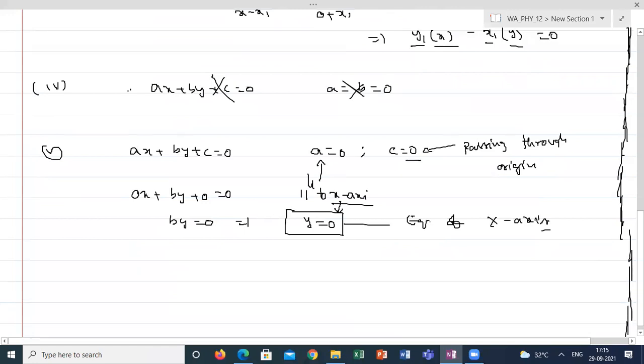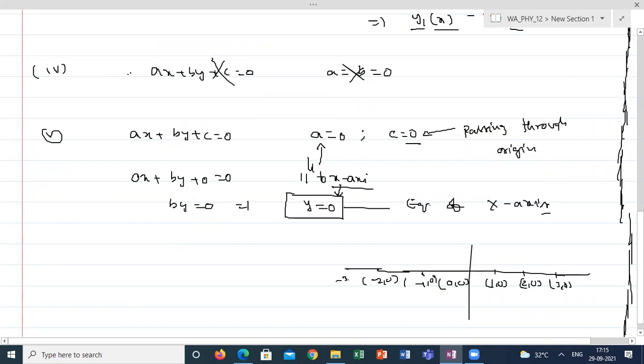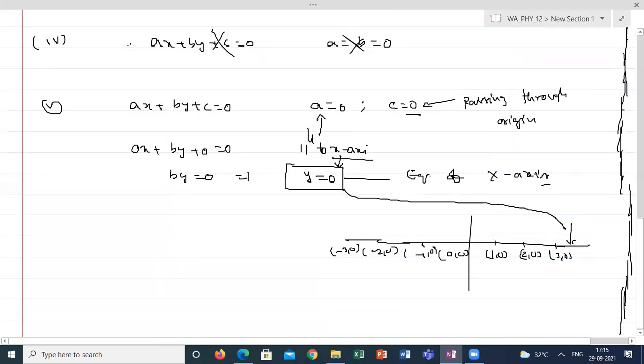Even if you take it practically, all the points on the x-axis have y equal to 0. Suppose I take the first point 1, 0, second point 2, 0, third point 3, 0, origin is 0, 0, minus 1, 0, minus 2, 0, minus 3, 0. So where your y coordinate is constant, that is equal to 0, the equation of x-axis is y is equal to 0. Same as, the equation of y-axis is x is equal to 0.